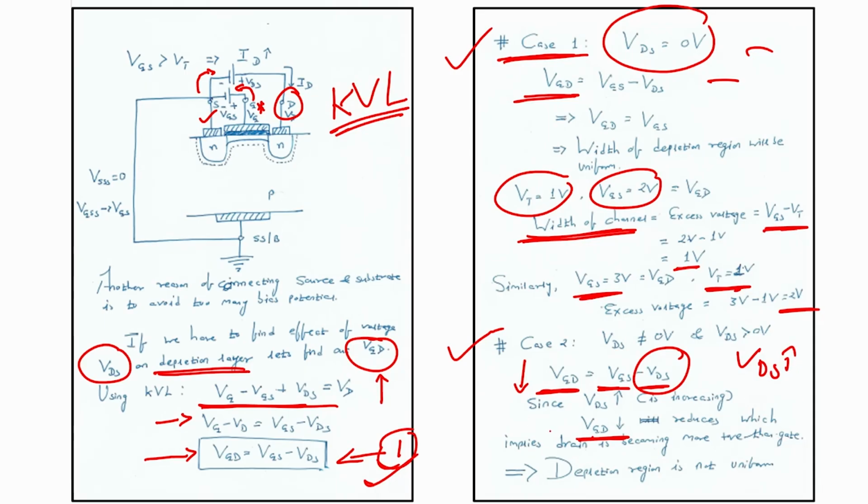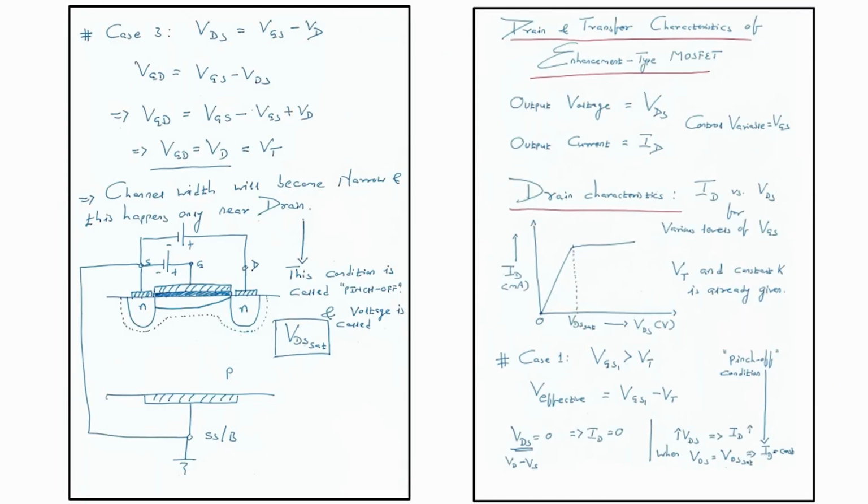So, that means Vgd is nothing but Vg minus Vd, right. If my Vgd is going down, that means my drain voltage is becoming more positive than the gate. In this case, the depletion region is not uniform.